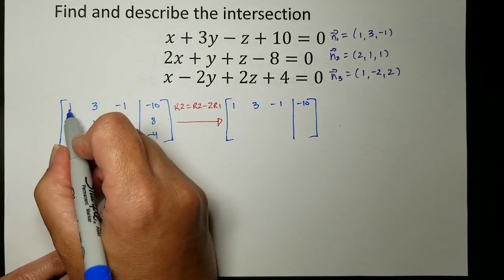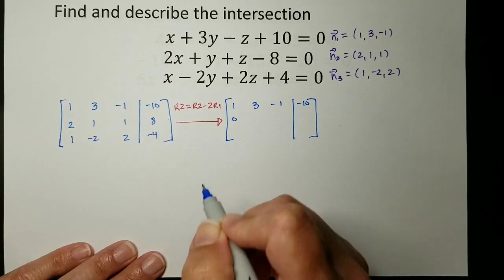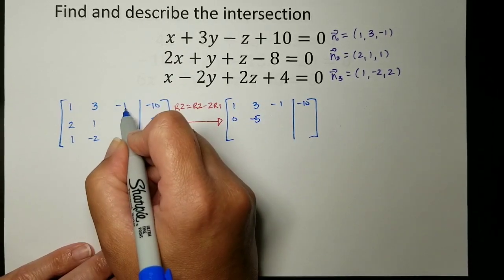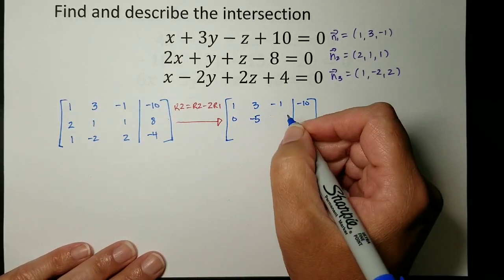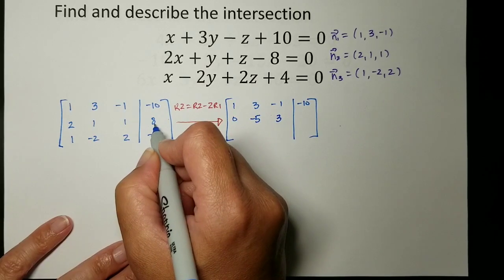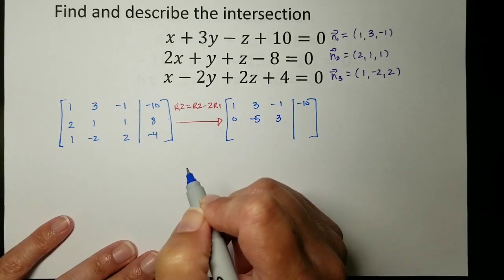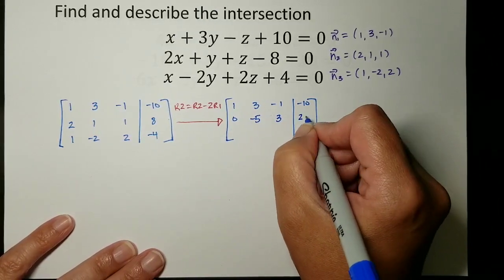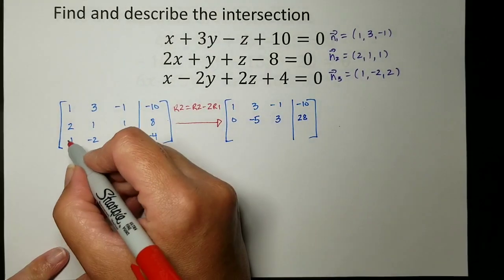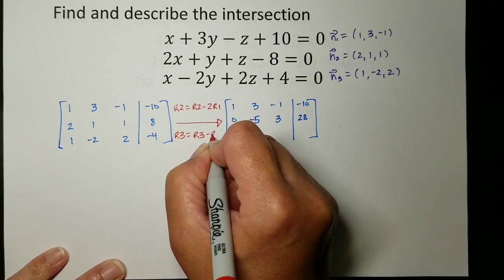Now 2 minus 2 times 1 is 0. 1 minus 2 times 3 is -5. 1 minus 2 times -1, so that's +2, is 3. 8 minus 2 times -10 is 8 plus 20, or 28. And then for row 3, I have the same coefficient, so I can just say row 3 is row 3 minus row 1.